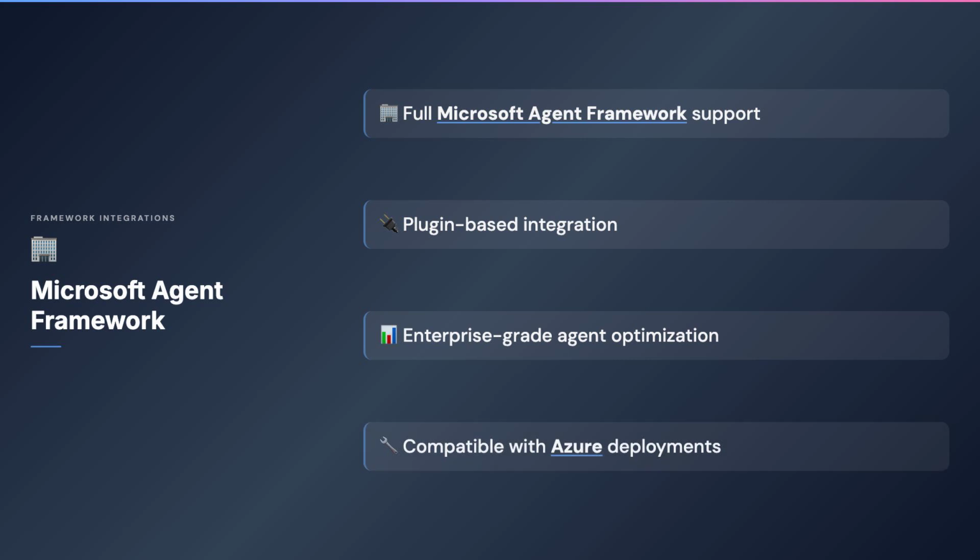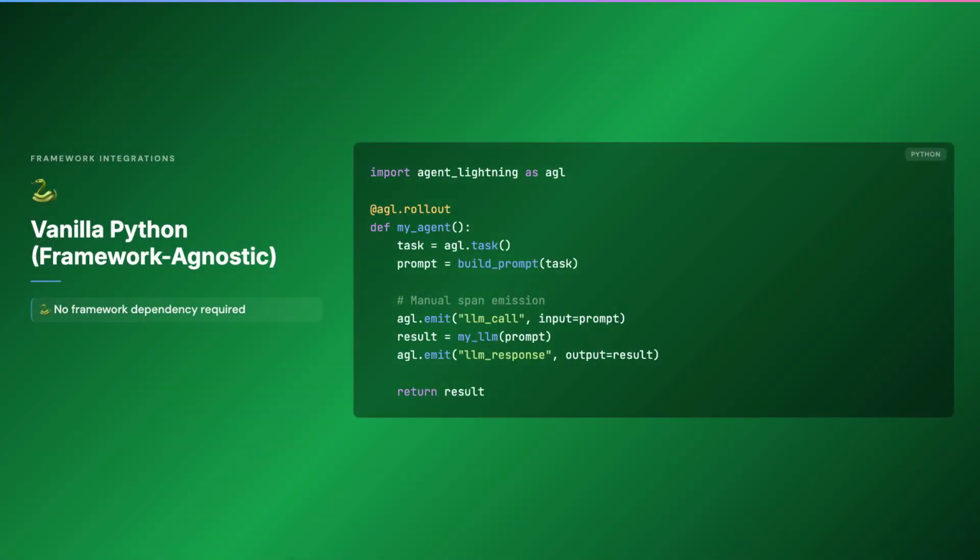If you do not use any agent framework, vanilla Python integration is available. Use agl.emit for manual span creation, giving you full control over what gets tracked. This is the lightest weight integration option and works with any Python code, including custom LLM wrappers, API clients, or bespoke agent implementations.